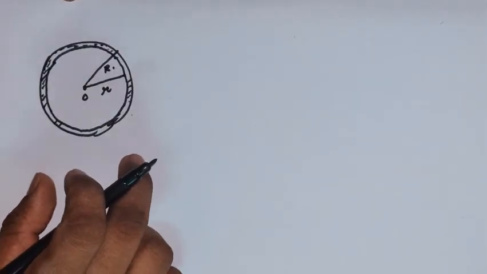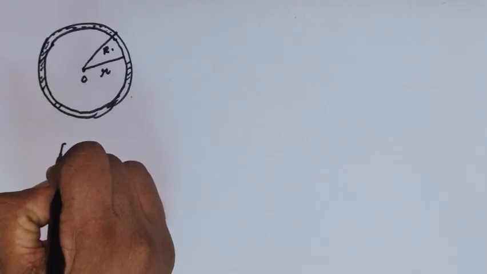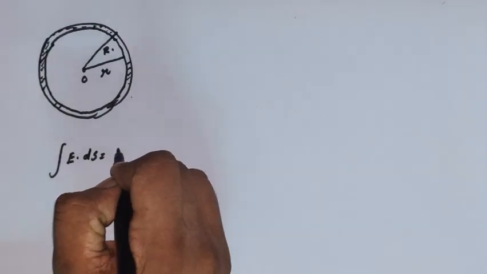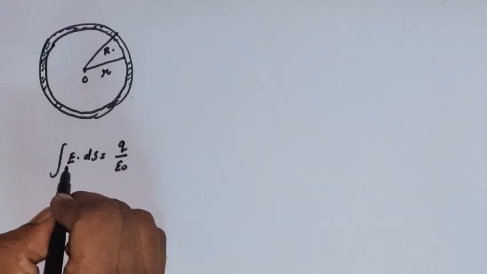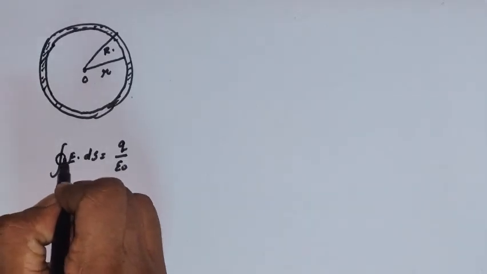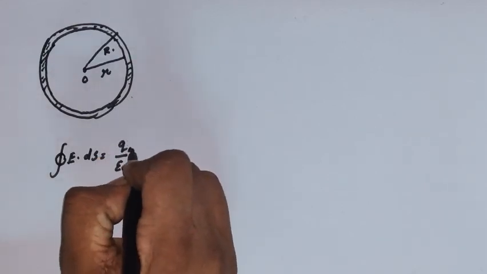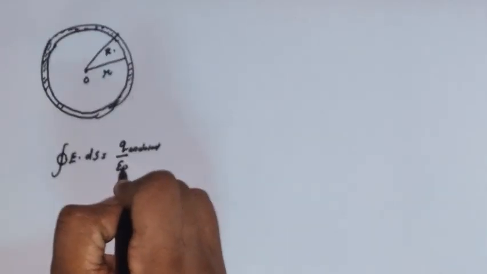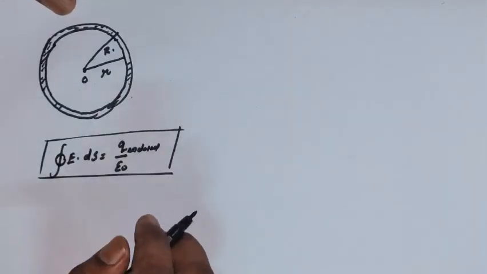For finding this, we are going to use the Gauss law, the integral form. It says the integral of E dot dS is equal to the total charge divided by epsilon naught. That means for any closed surface, the electric flux is equal to the charge enclosed in the surface divided by epsilon naught. This is the integral form of Gauss law, Maxwell's first equation.